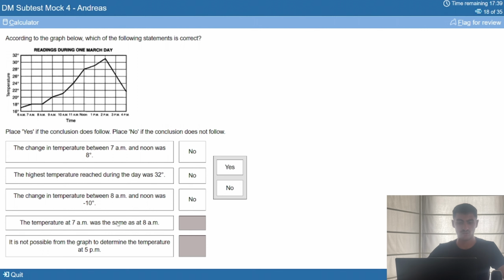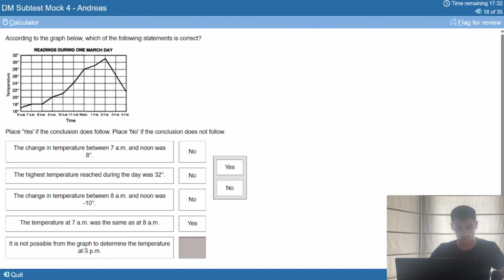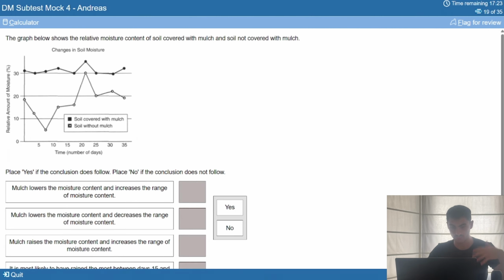So it's no. The temperature at 7 a.m. was the same as at 8 a.m. Yeah. It is not possible from the graph to determine the temperature at 5 p.m. So 5 p.m. is here. To determine no. So yeah, so the answer is yes. But we could predict it. Okay. The graph below, so I clicked yes, right?